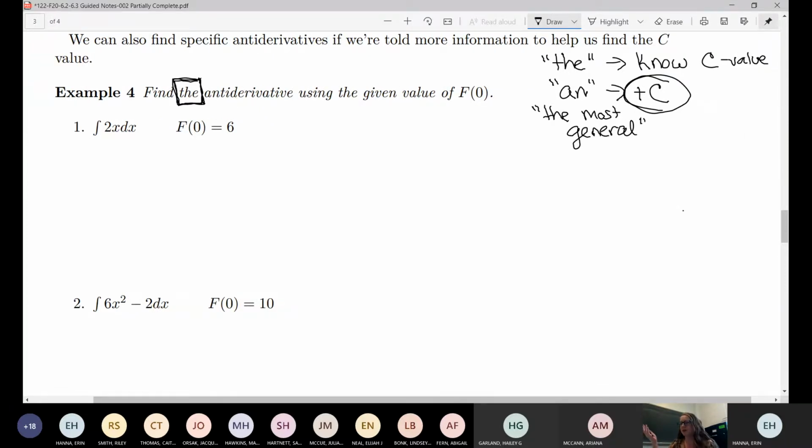So I would suggest putting the plus C in your Wiley just to get used to it, because for the questions that I ask you, I always expect the plus C at the end. Wiley, with their very specific phrasing, will accept it without the plus C, but the plus C is the better answer, if you will. So there's a difference here: we have the most general antiderivatives and then a very specific antiderivative.